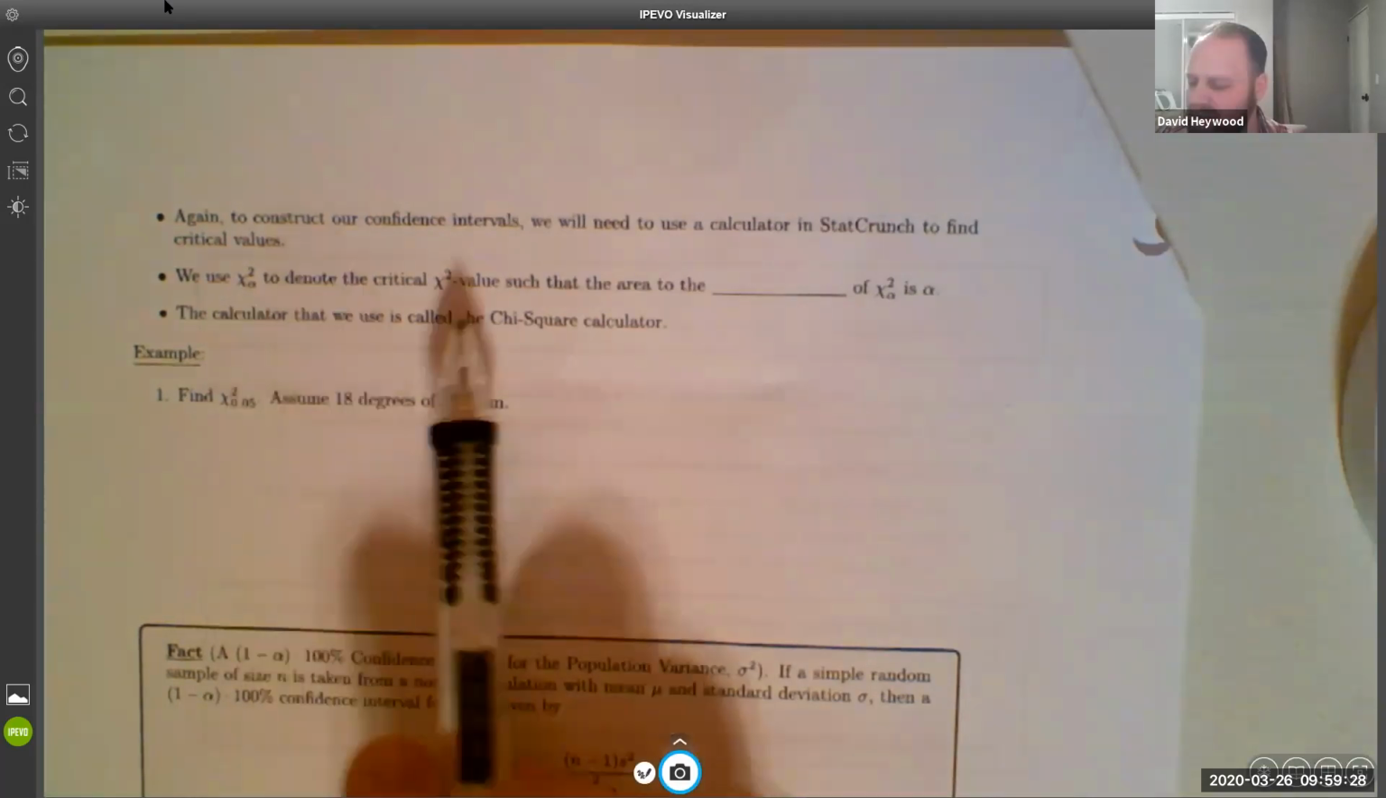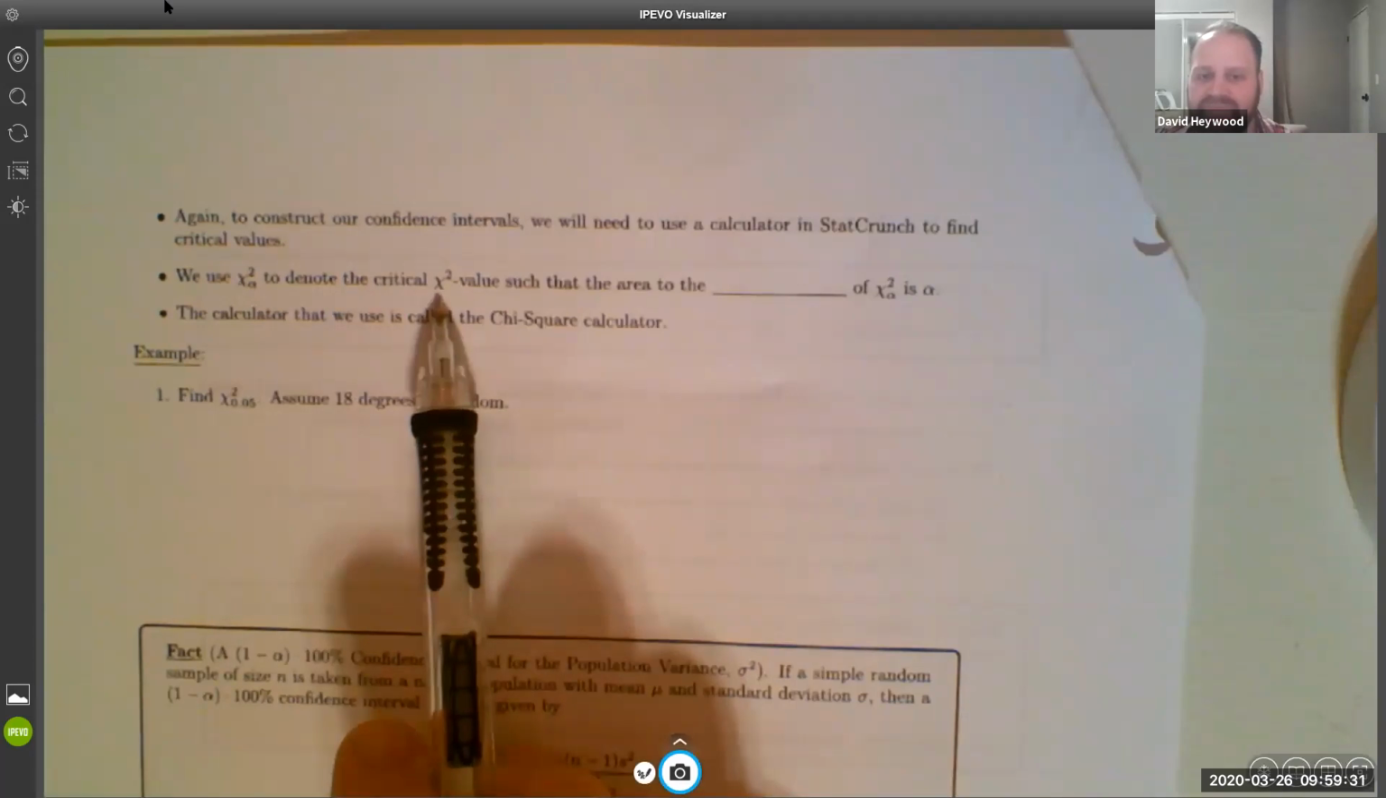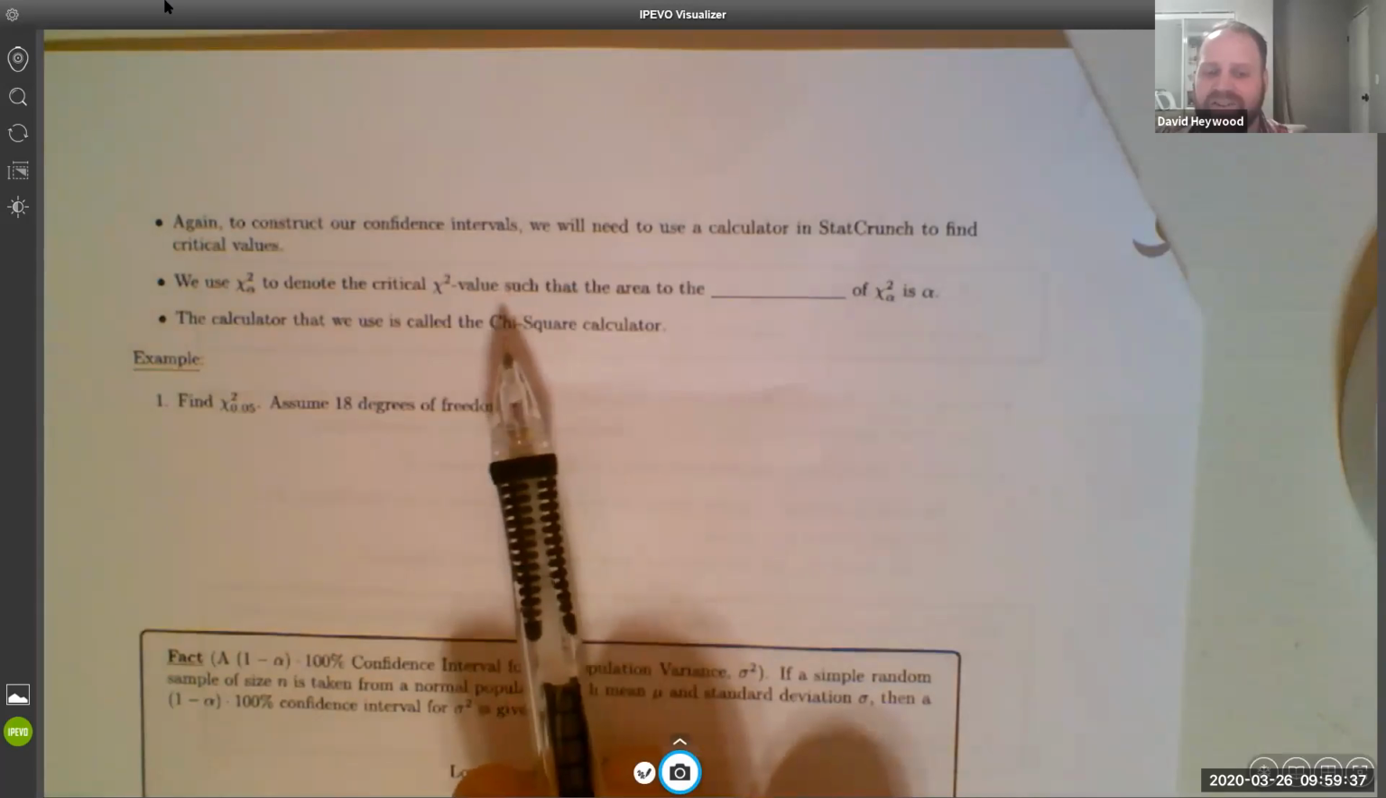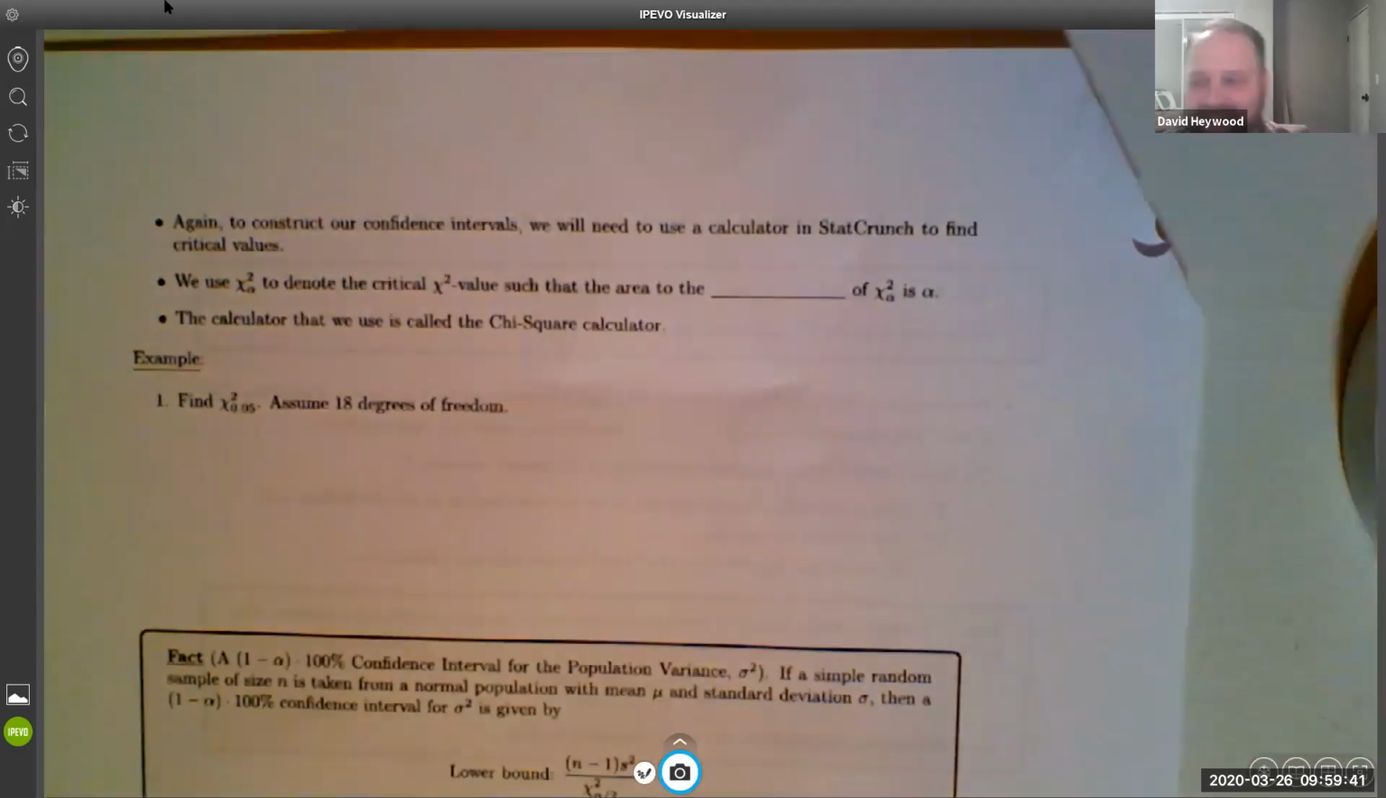By the way, I should mention this is the Greek letter chi, right? So it's kind of like an X. We spell it C-H-I, so a lot of you are going to be tempted to call it chai, right? So you're going to call it the chai-square calculator, but it's chi, right? So it's the chi-square calculator.